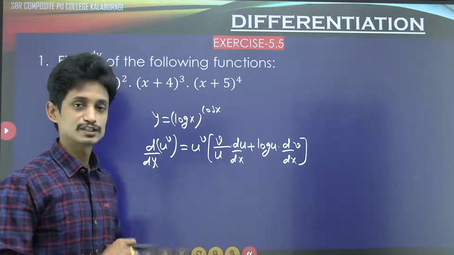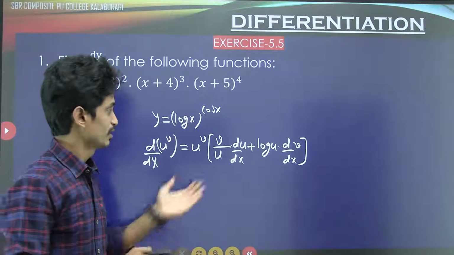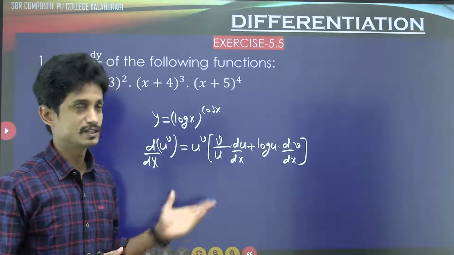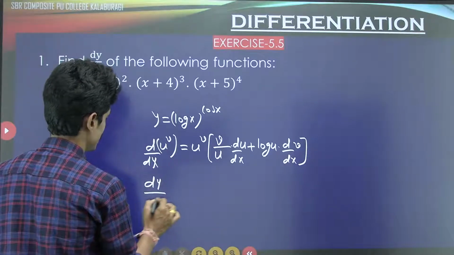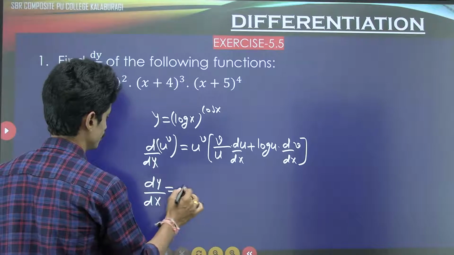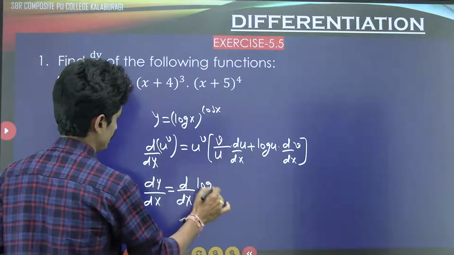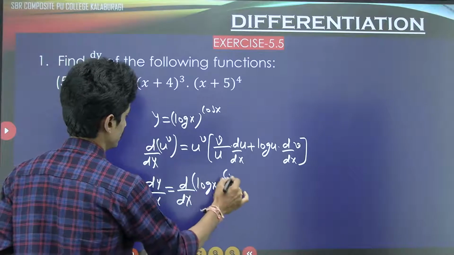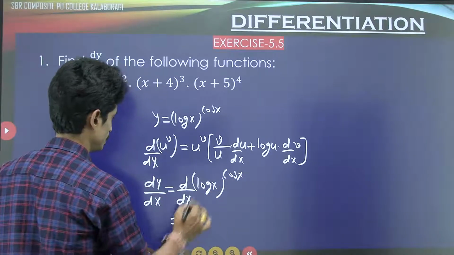We should apply this formula when one function is raised to another function. Now we can differentiate easily according to this formula. How can we write? dy/dx is equal to d/dx of (log x) whole power cos x. Now applying that formula, what is that?